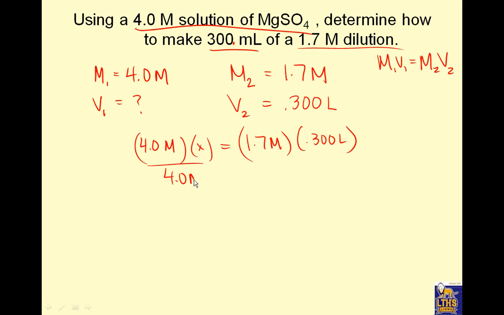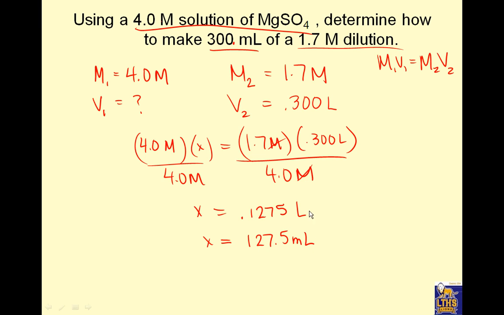I can divide through by the 4.0 molar, and I find out that the X, if you look, molars cancel, we're left with liters, is 0.1275. X equals 127.5 milliliters. Okay, so just move the decimal three places to change it to milliliters. So what does this mean?